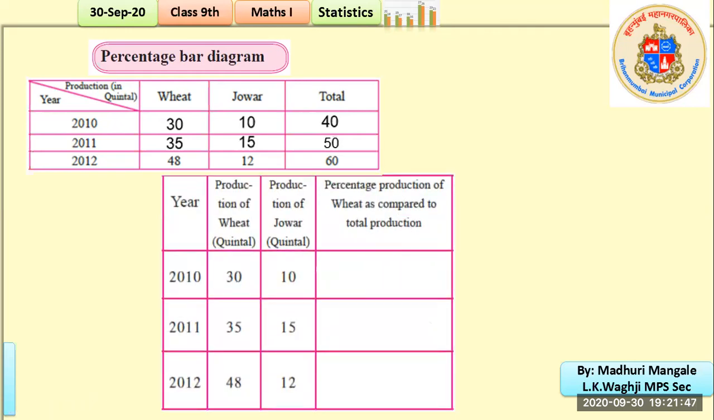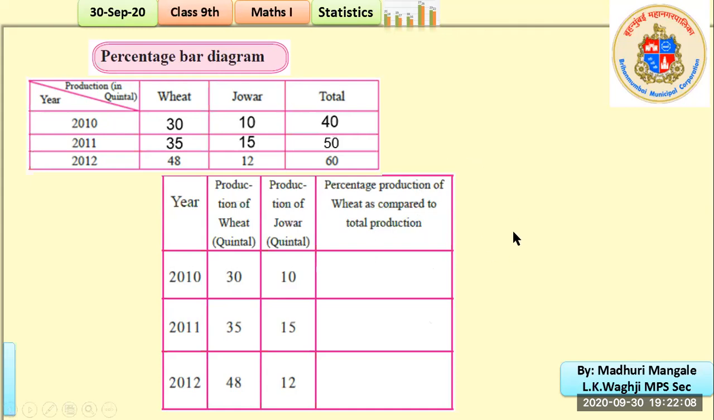So we have to do some calculations, students. How do we do the calculations? We will add one column for percentage production of wheat over here. In this example, I am using the wheat column. You can use the jawar column as well. You will still get a similar type of graph.